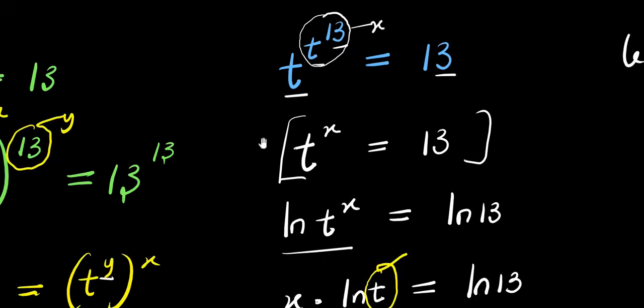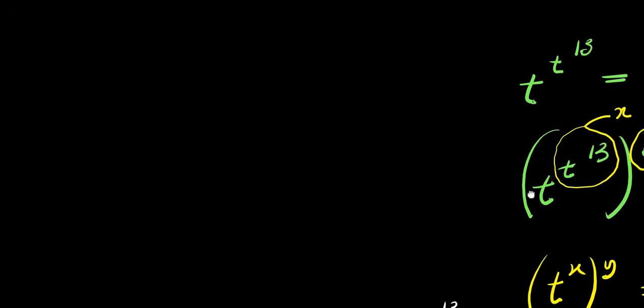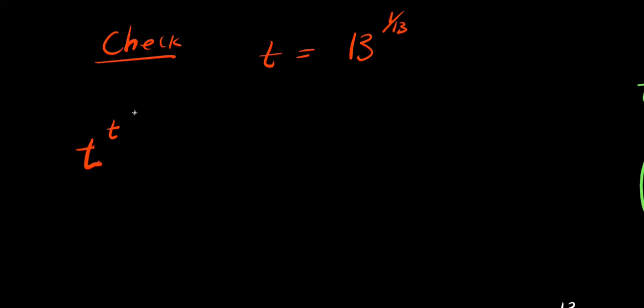In fact, we can decide to check. I have not actually checked. Let me check this for you. We can check: t equals 13^(1/13), and this is t^13 equals what? 13. So let's substitute this value for t.